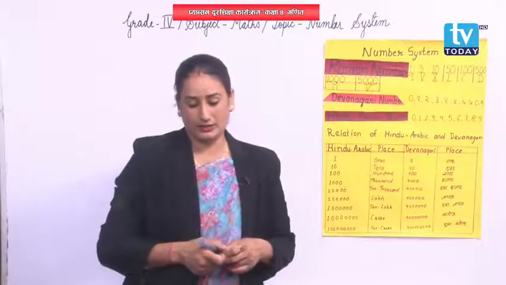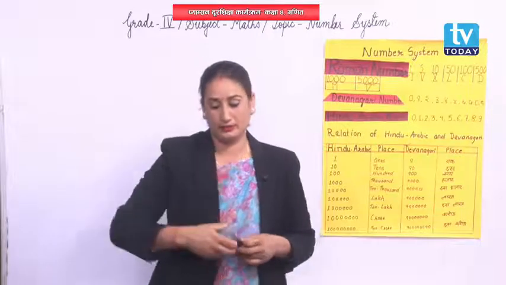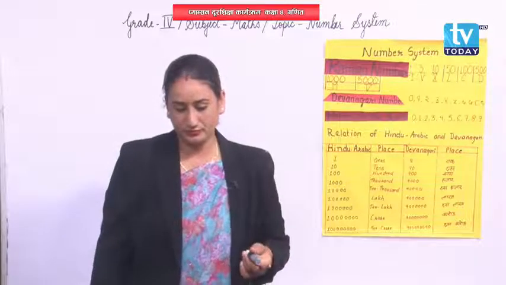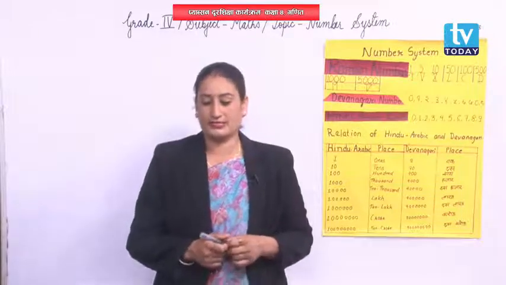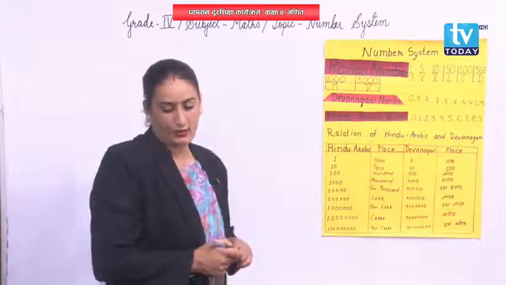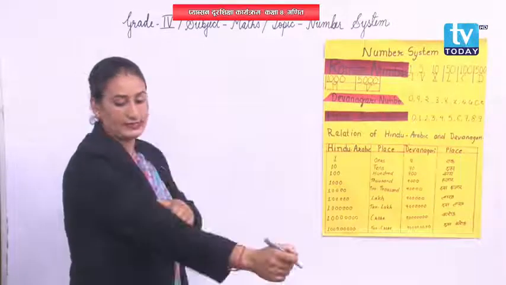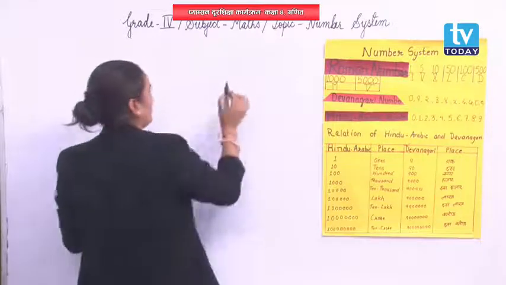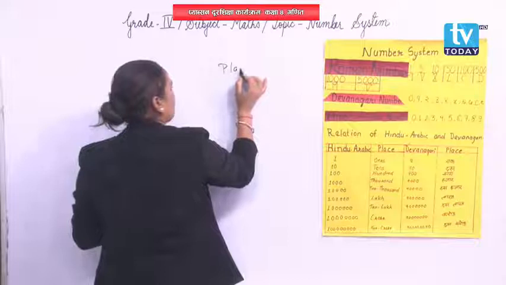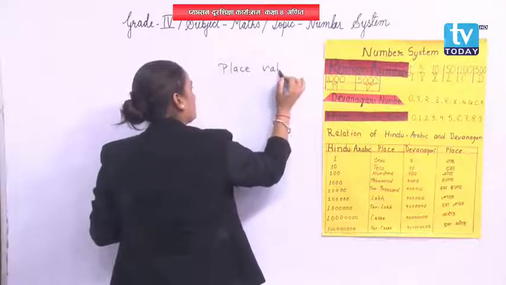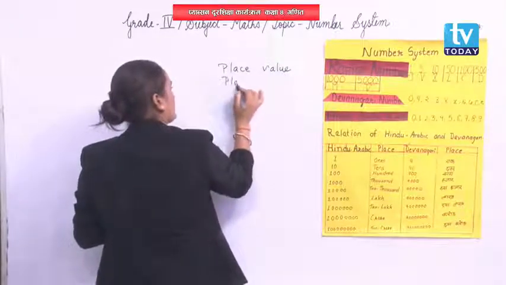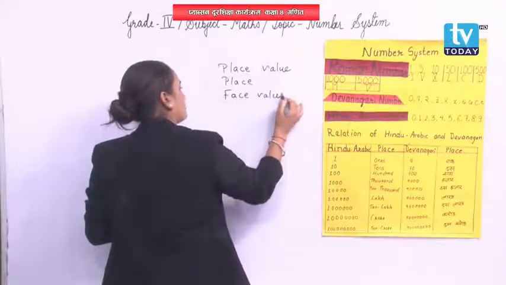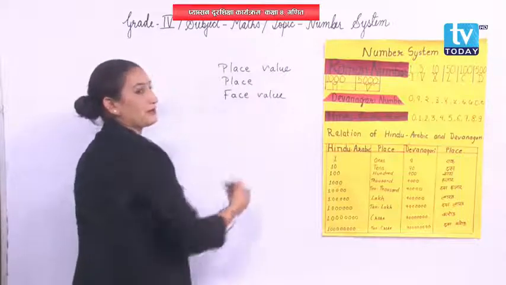They are called their places. So, they are called the places of the digits, and the value of that digit at the place is called its place value. So, now have a look over here. We are going to talk about place, place value and face value.